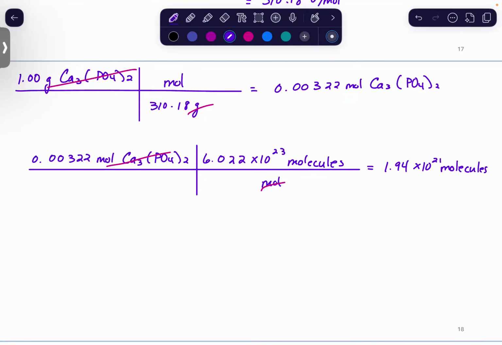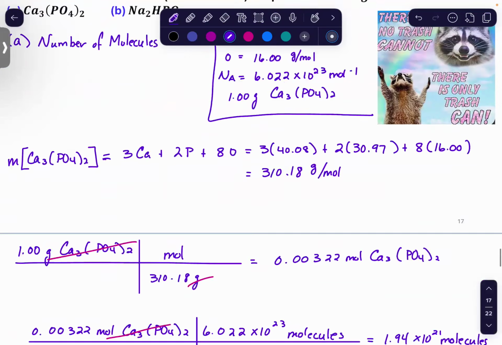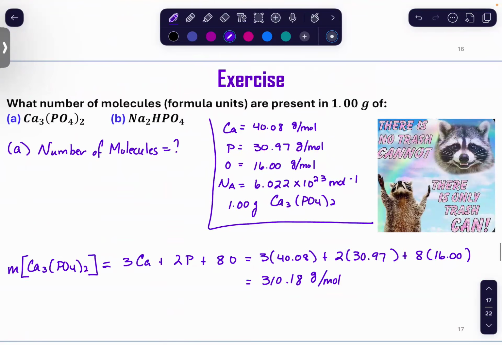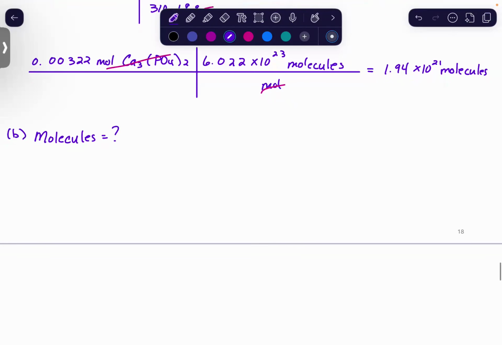All right. So let's look at part B. Part B, you notice we have sodium hydrogen phosphate. Okay, so I'm again being asked to find the number of molecules. And then I say, what do I know? I know that I have 1.0 grams sodium hydrogen phosphate.